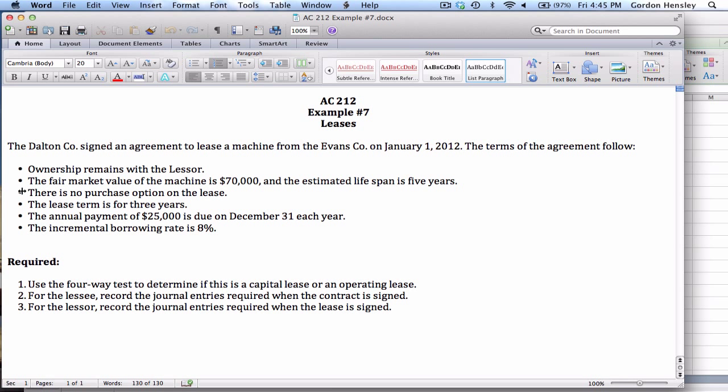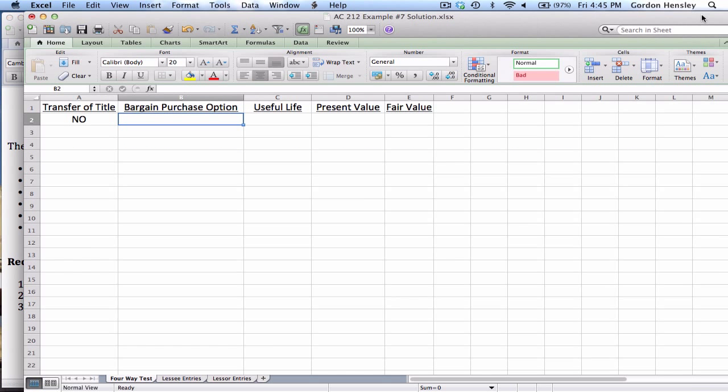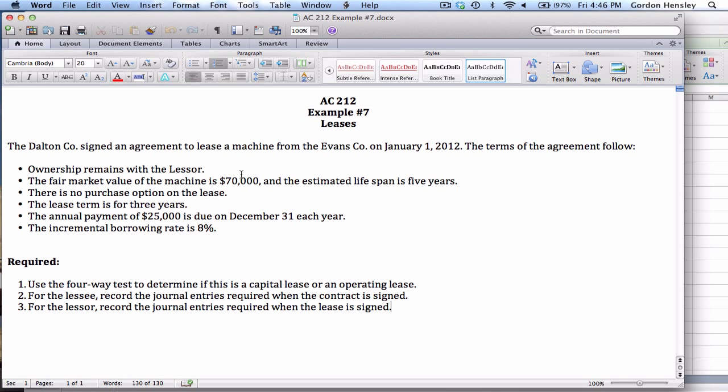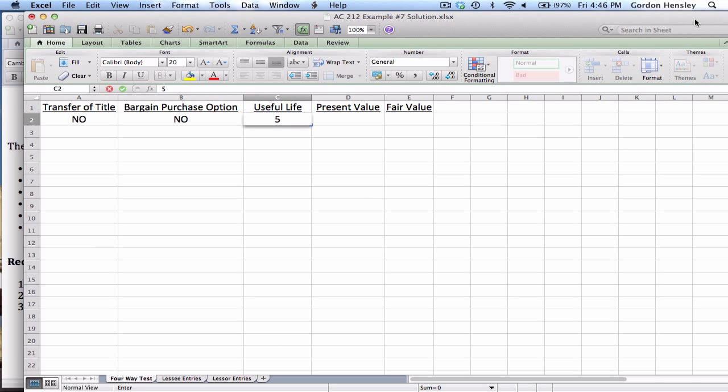According to this, it says there is no purchase option on the lease. So there's no purchase option, let alone a bargain. So we can say no to that test. The next test is useful life. What's the useful life? It says the estimated lifespan of this asset is for 5 years. So 5 years is the total lifespan.